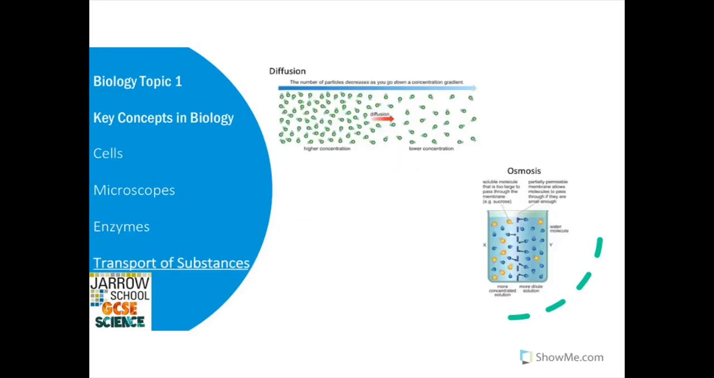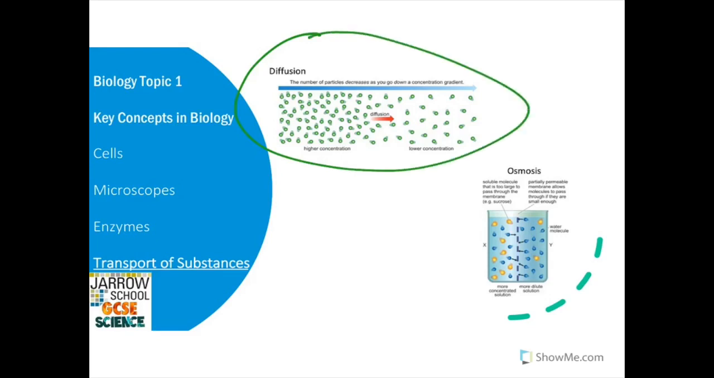Okay, so the final part of the key concepts and the foundation biology is the transport of substances, and this basically covers how different substances are transported, usually across membranes, but sometimes in the case of plants, it's from the outside of the leaf to the inside of the leaf, or the inside of the leaf to the outside atmosphere. So the easiest method of transport to understand is diffusion.